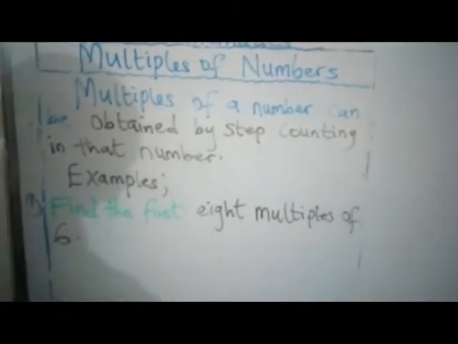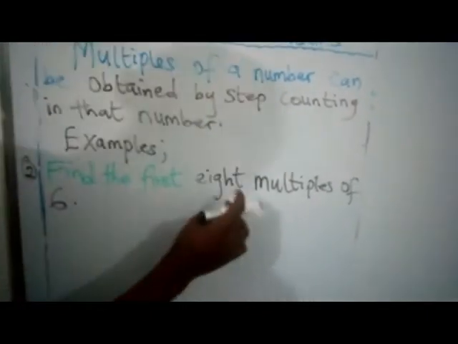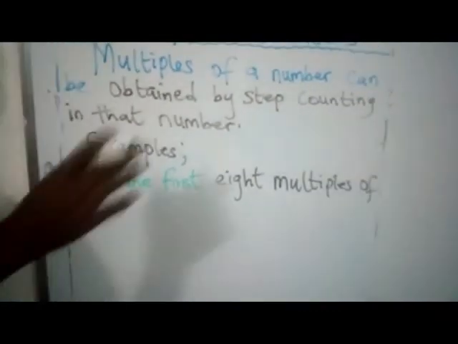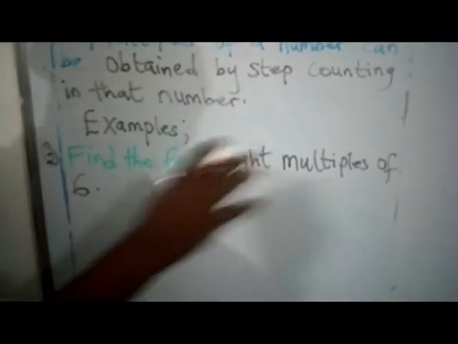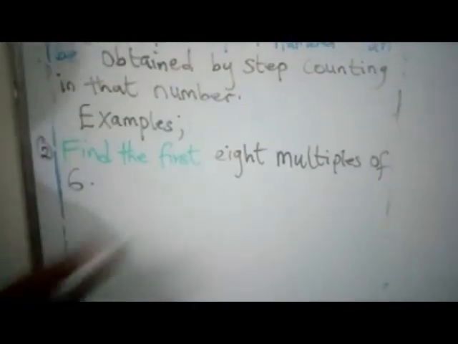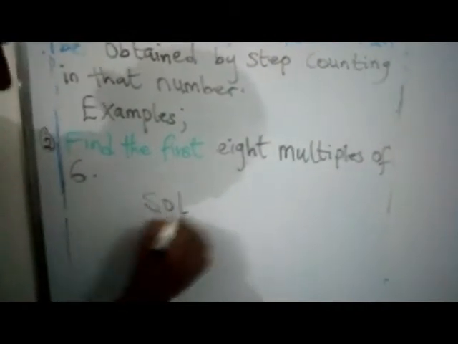Now example 2. Example 2 says, find the first 8 multiples of 6. Please, I want you to take note of this question. Find the first 8 multiples of 6. We are finding the first 8 multiples of 6. Remember, I told you how to do it. You can use your addition and you can use your multiplication table to do that.